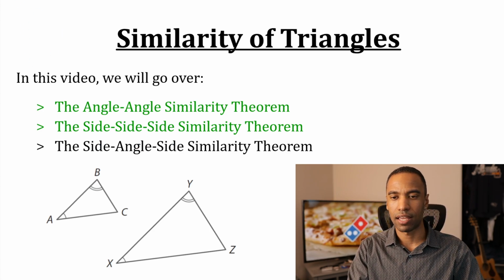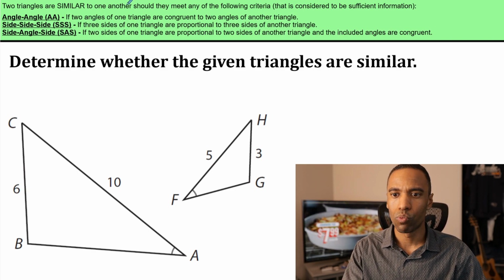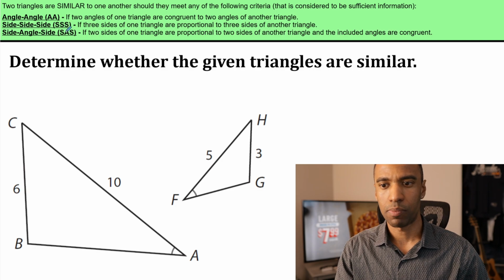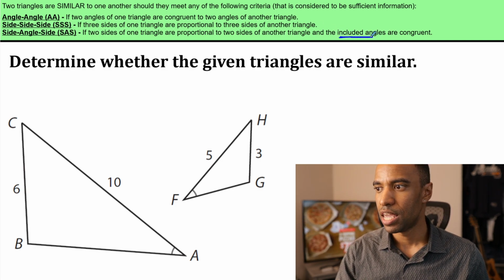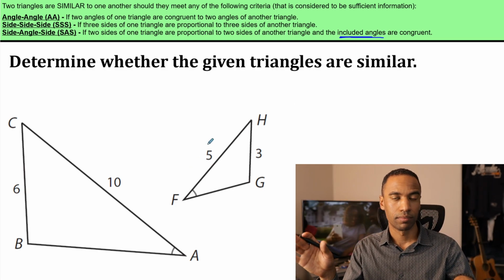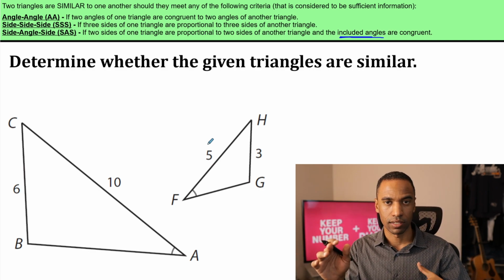Now let's check out the side-angle-side similarity theorem. Same kind of stuff, guys, but in side-angle-side, we really have to understand that the angle known has to be in between the two sides. When it says the included angle, it means the angle made by the sides that are labeled, the ones we are testing for proportionality.